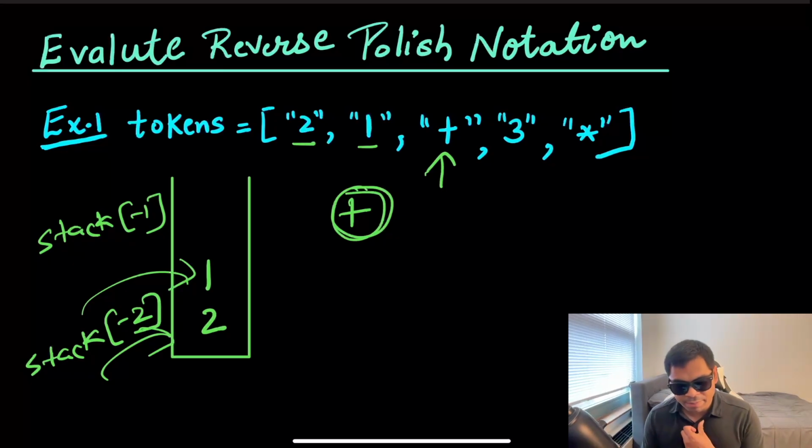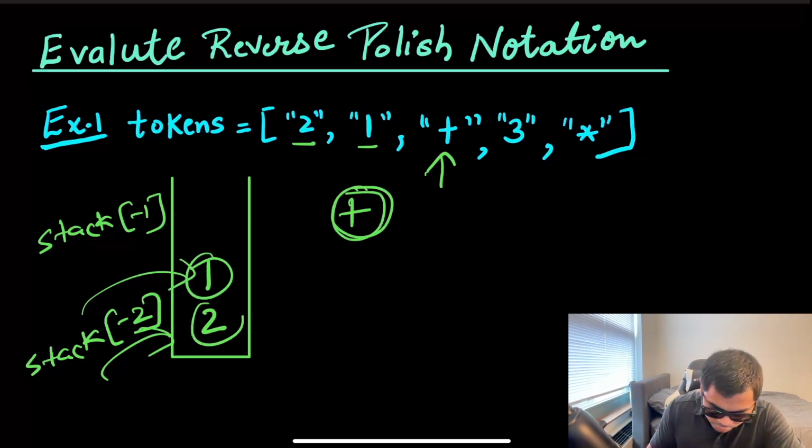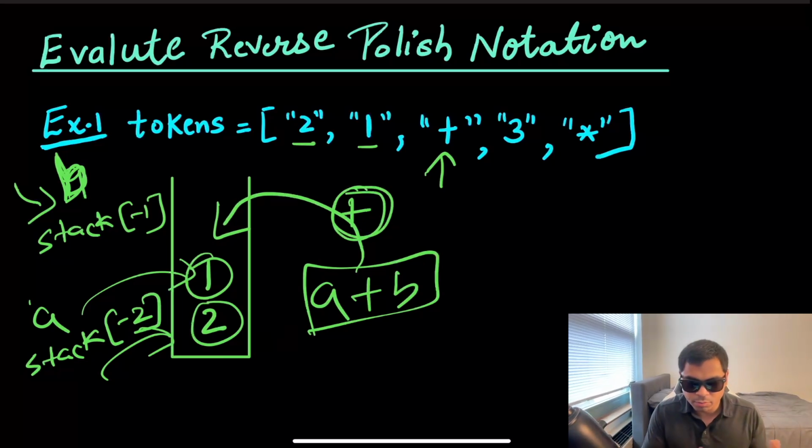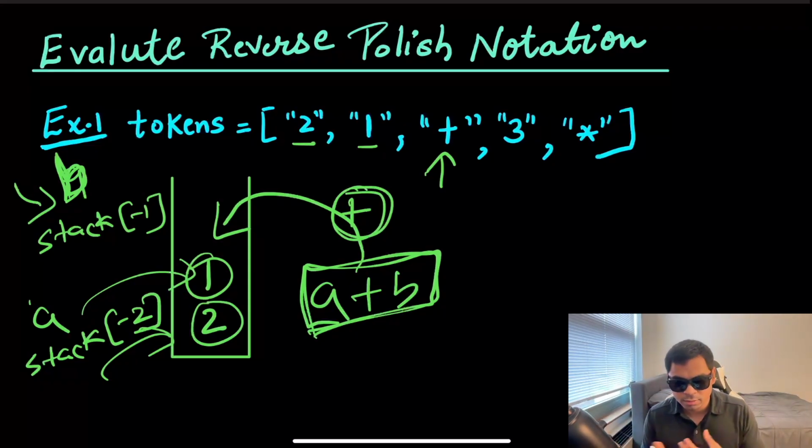If I'm accessing my stack and I see an operation, then as given in the problem statement, our input will be valid. All the operations will be valid, and the calculated answer can be represented in the 32-bit integer format. So I will take these two out and assign them to, let's say, A and B. So this is B and this is A. Now A plus B, and I will push that back to my stack so that I can move forward, and this calculated integer can be used as the next value in my operation.